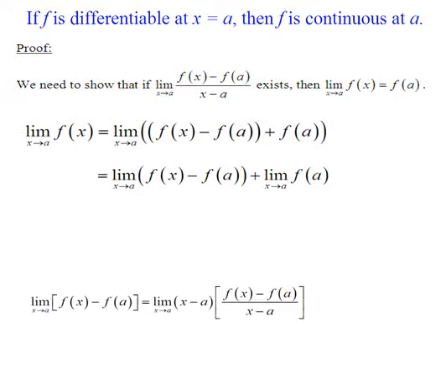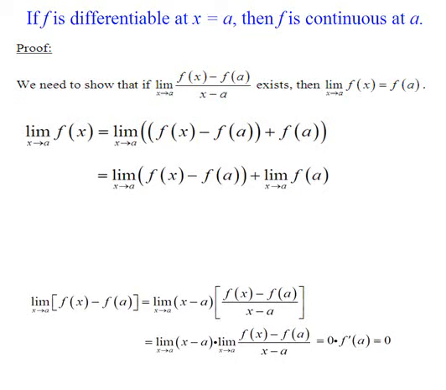Again, using algebra, I can multiply the numerator and denominator of this expression by the same value, in this case by x minus a, and use the limit laws to separate this into the product of two limits. Substituting a for x in the first limit results in 0. The second limit is the derivative of f at a, which we know exists because that was our given information.